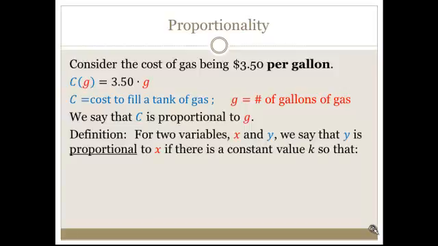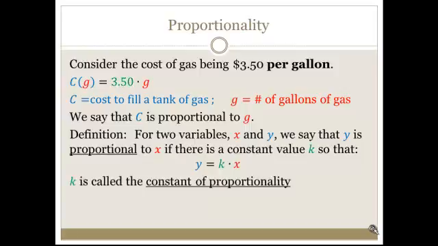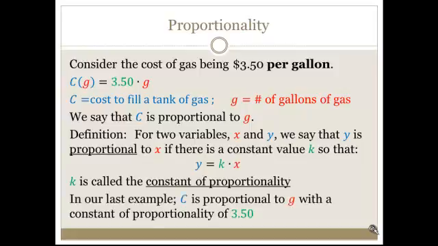For two variables x and y, we say that y is proportional to x if there is a constant value k, so that y equals k times x. K is called the constant of proportionality. In our last example, C is proportional to G with a constant of proportionality of 3.50.